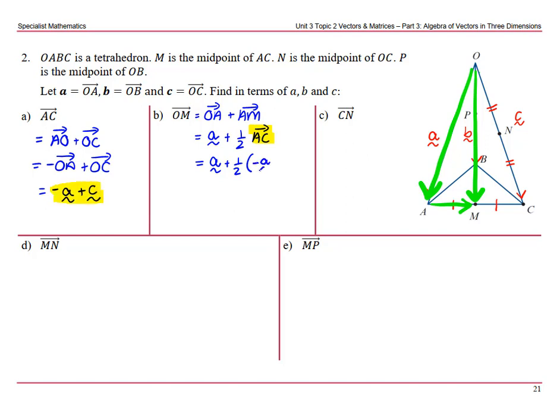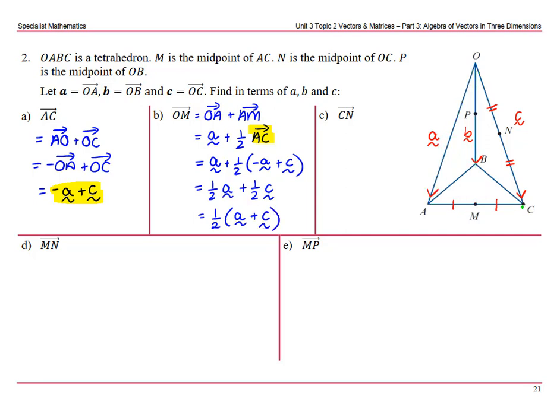so vector A plus negative vector A plus C. So now I have A plus a half times negative A is A minus a half A. So that's a half A plus a half times C is a half C. And I could factorize that out as being a half A plus C.